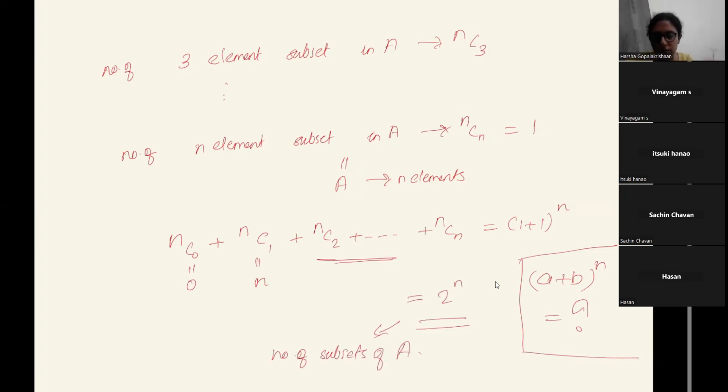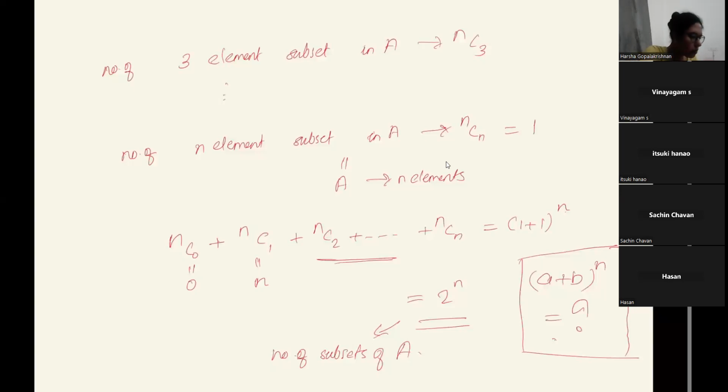Clear? Is this clear? This you do as an exercise. (A plus B) power N can be written in terms of NC0, NC1, etc., and some powers of A and B. Just try this and you can see this result. Clear? Any doubt here? No, madam. Yes, thank you.